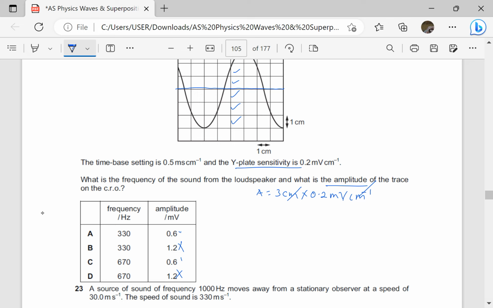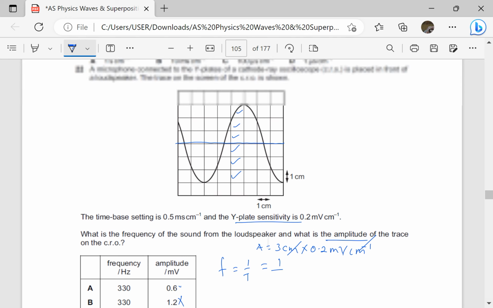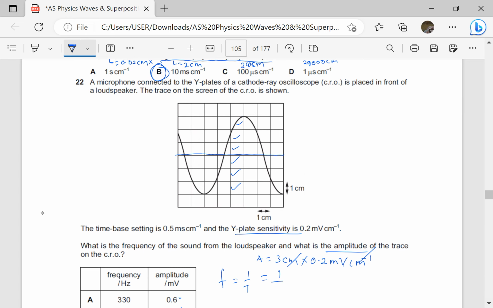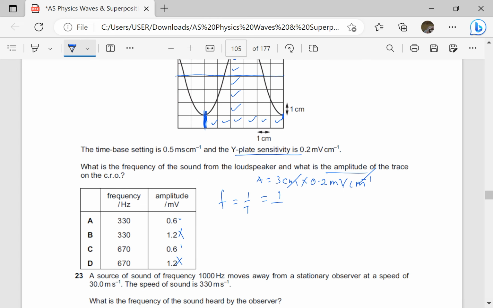Then let's check the frequency. To find the frequency, we need 1 over the period, which is 1 over the length representing 1 cycle. I want you to notice that we can easily identify 1 cycle by starting from this point up to this point. That is 1 cycle. Or you can identify half a cycle from this point to this point, then the other half is the one remaining. So it means 1, 2, 3, 4, 5, 6. 6 small squares represent 1 cycle.